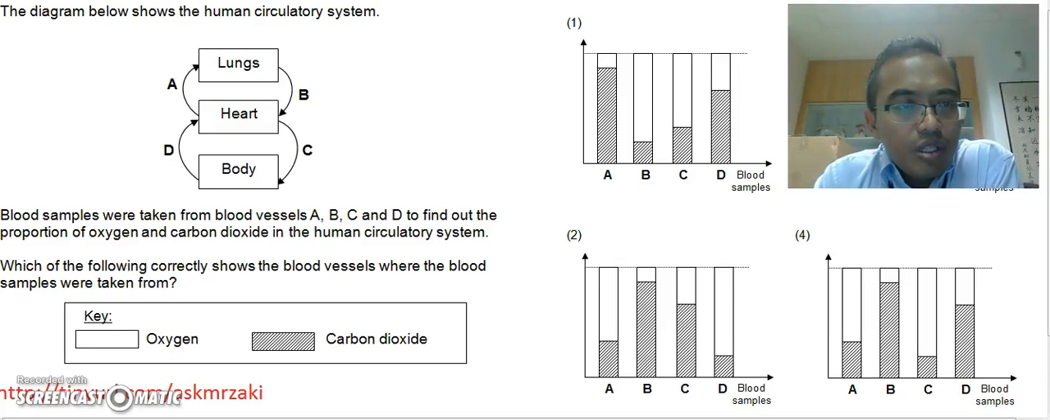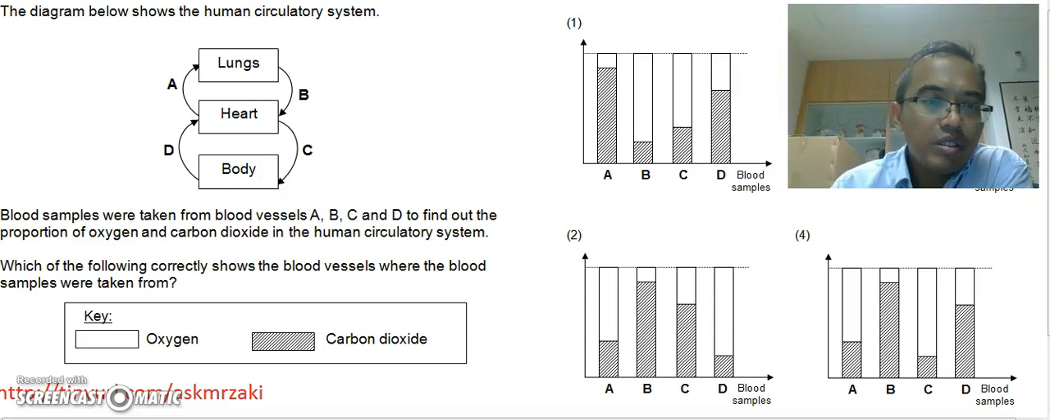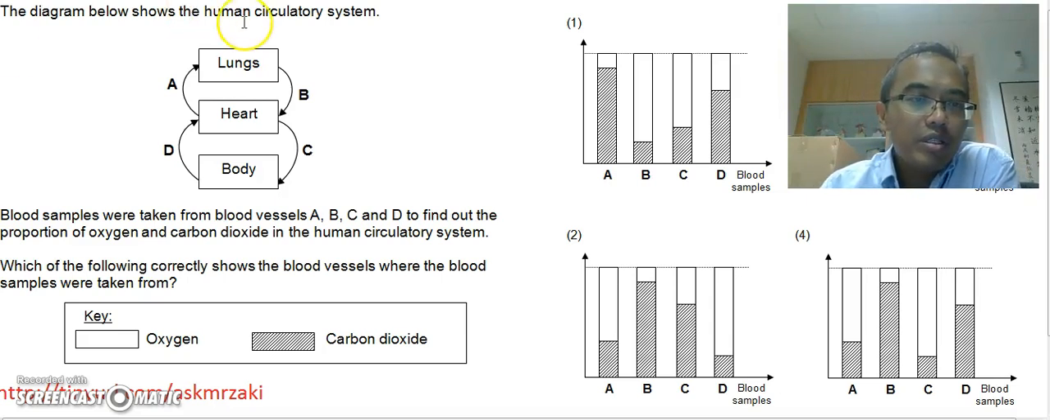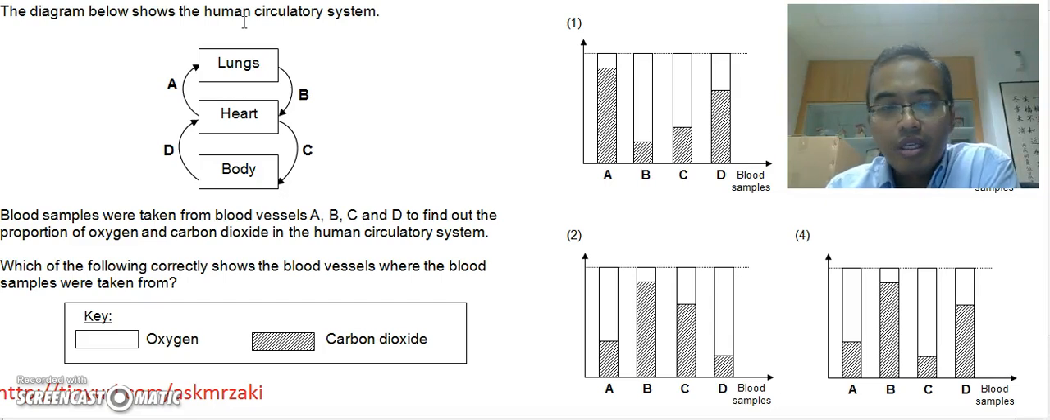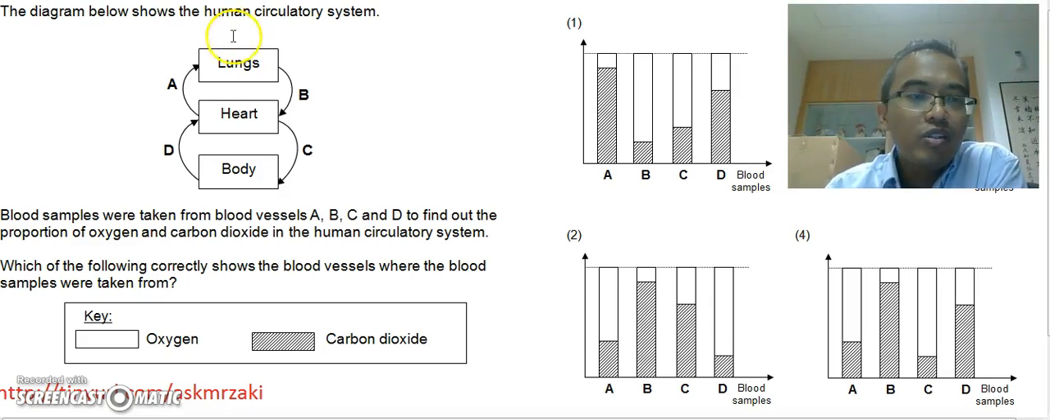Okay, so the next question is about the human circulatory system. We know that the circulatory system brings a lot of materials around our body, and different parts of the circulatory system would take in different materials and bring them around the whole body. All right. So, for example, the lungs. What do the lungs do? The lungs take in a lot of oxygen.